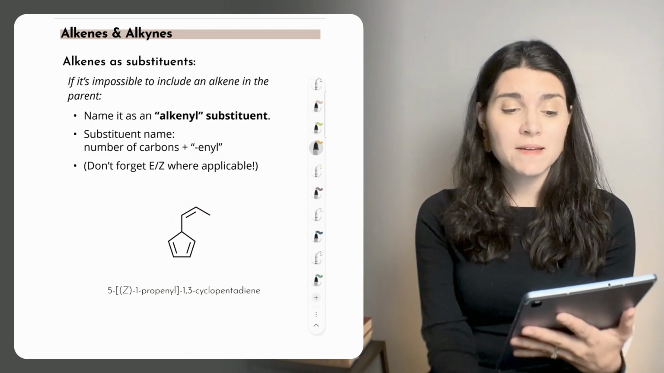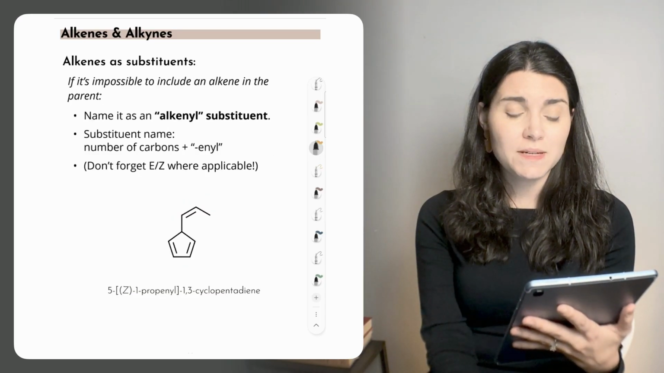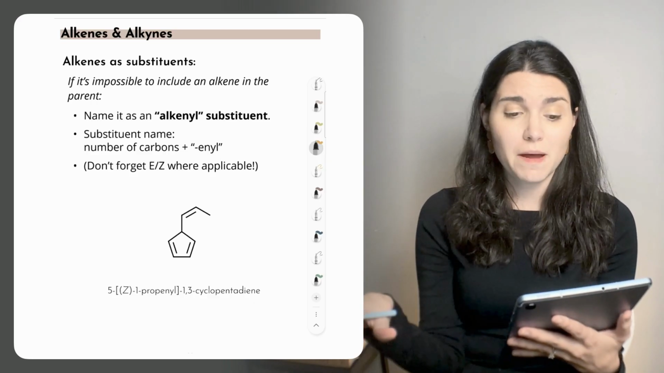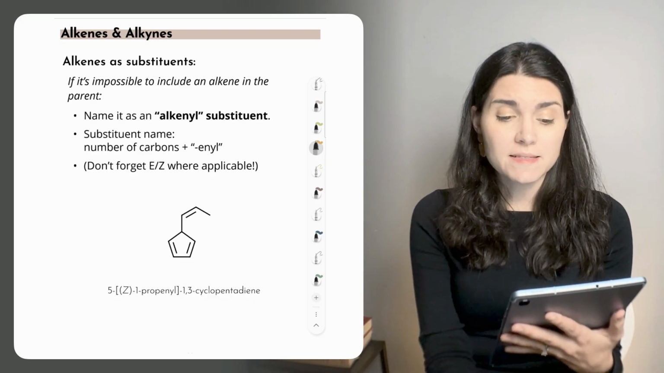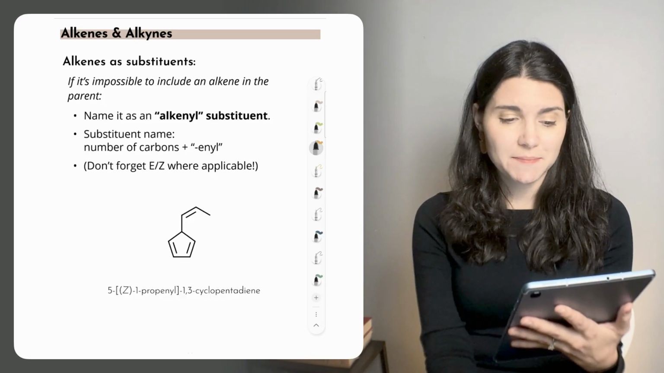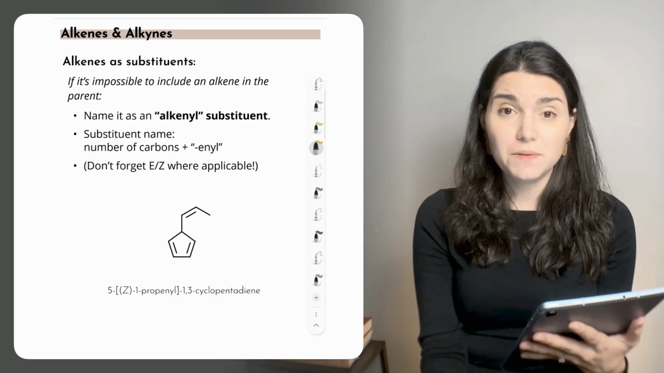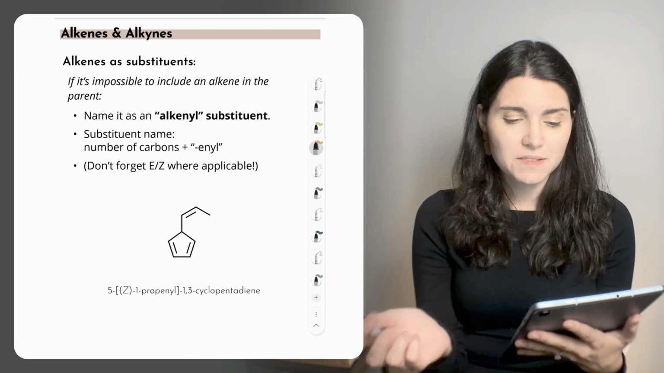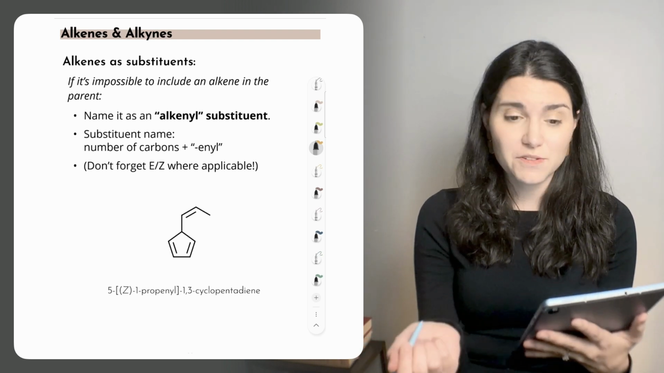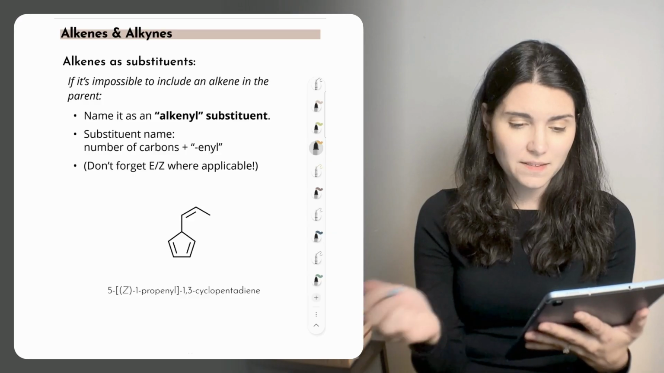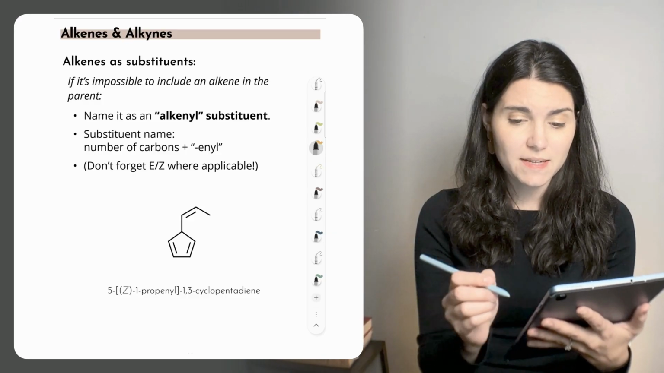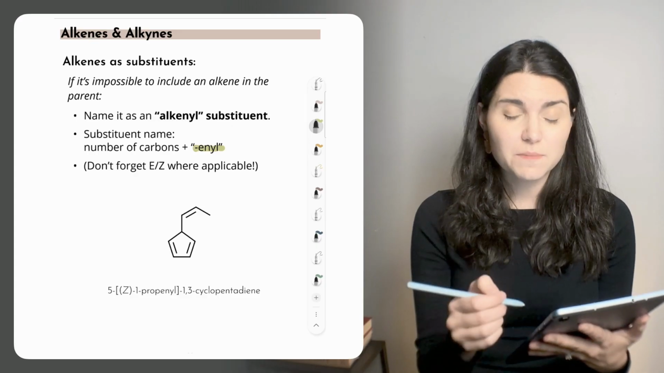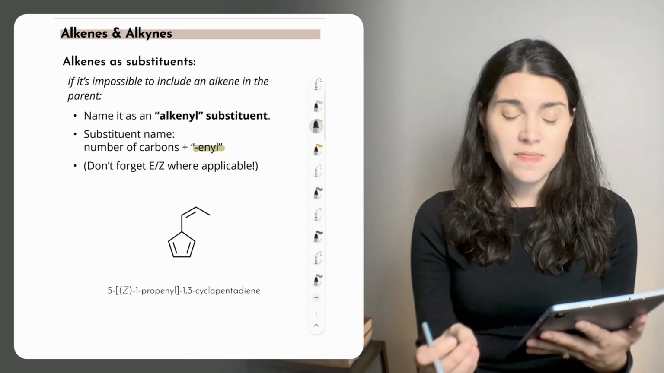So you may run into a situation where you need to name a double bond as a substituent instead of in the main parent chain. So you're going to name it as an alkenyl substituent. To get that substituent name, you'd take the number of carbons in the substituent plus enyl. So en for the fact that there's a double bond and yl for the fact that it's a substituent. And we also still have to specify E and Z within that substituent name.